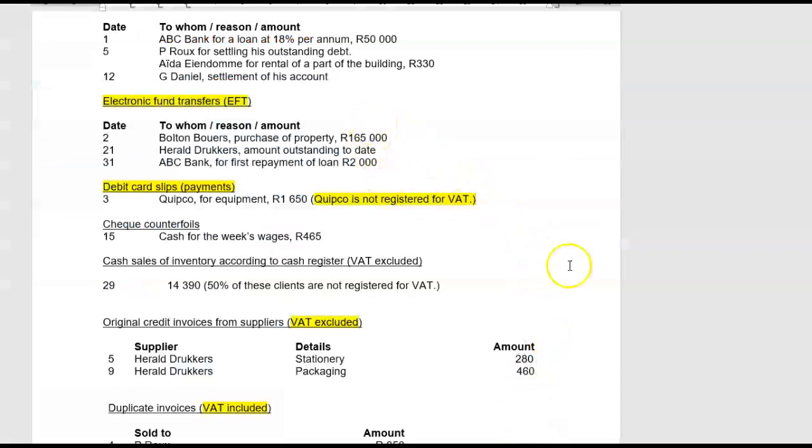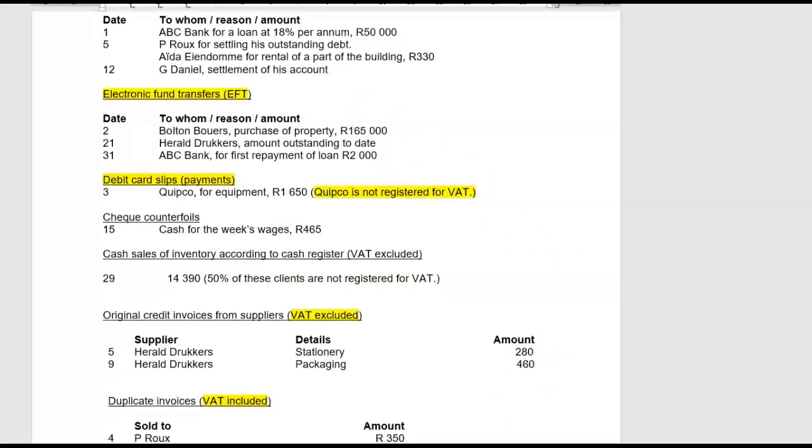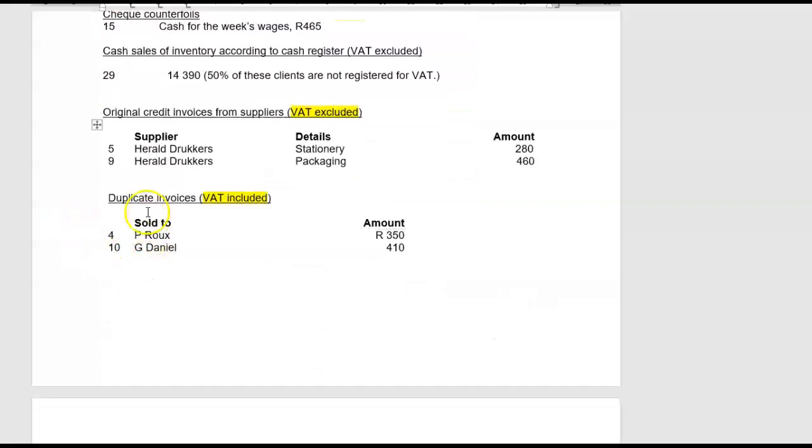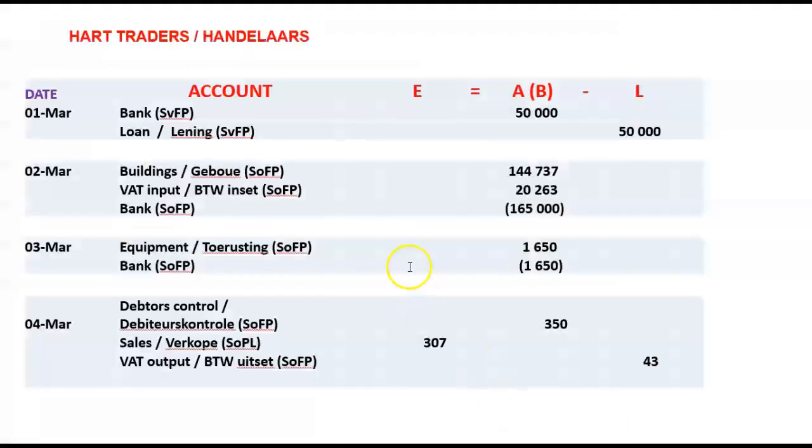The next transaction, let's check whether there's something on the fourth. Yes. We have issued a duplicate invoice, and this is a VAT inclusive invoice to Peru for the amount of 350 Rand. So that was sales that we've made to him. They're telling us that there is VAT included. So his account, the debtors account, will always be debited with a full VAT inclusive amount. So debtors control, which is an asset, will be debited. So the asset will increase with 350 Rand.